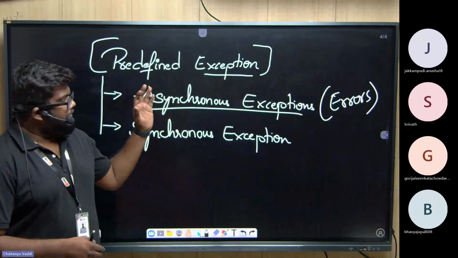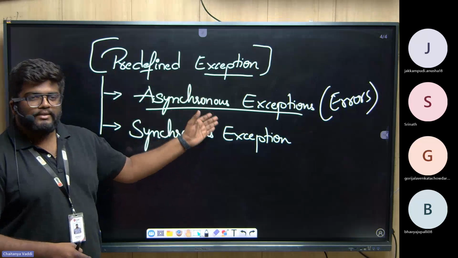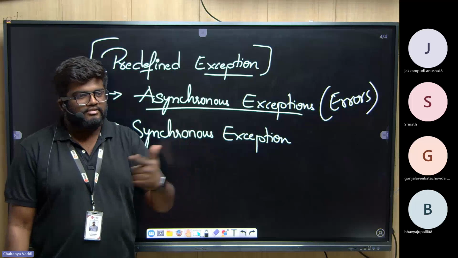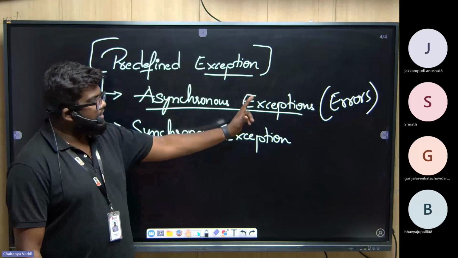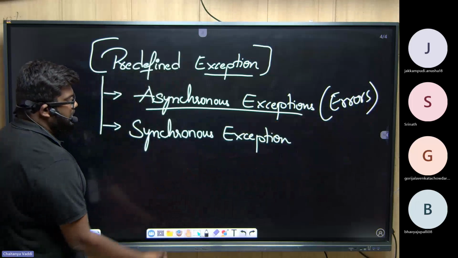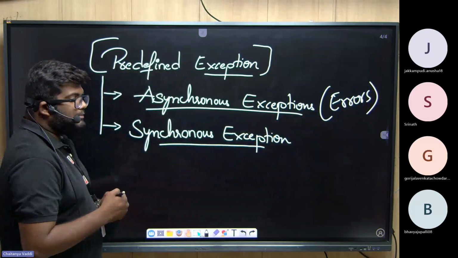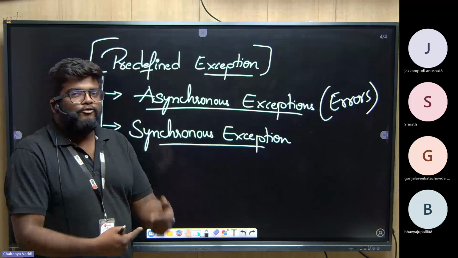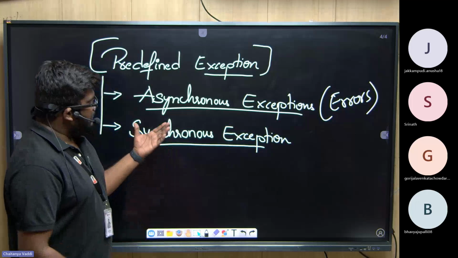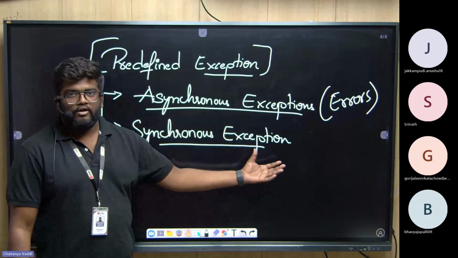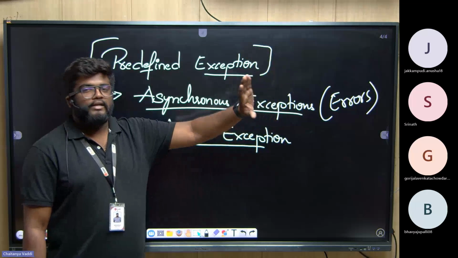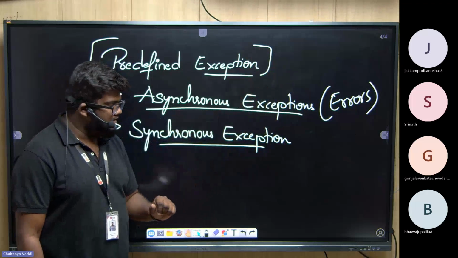The exceptions which are raised because of an external factor, such as memory, virtual machine errors, or stack overflow error, it can be any reason. All these are considered as errors. And then we have synchronous exceptions, the exceptions that occur in the program flow of execution. So synchronous exceptions occur in the program flow of execution, and asynchronous exceptions occur with respect to an external factor. That is the difference that we have.